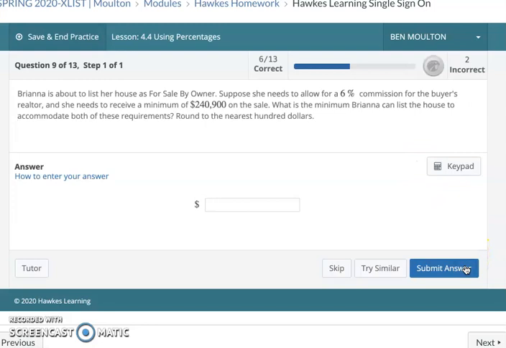Brianna is about to list her house for sale by owner. Suppose she needs to allow 6% commission for the buyer's realtor, and then she needs to receive a minimum of $240,900 on the sale. What's the minimum that Brianna can list the house for to accommodate both of these requirements? And then we're going to round to the nearest $100. Give me just a second to get set up here.